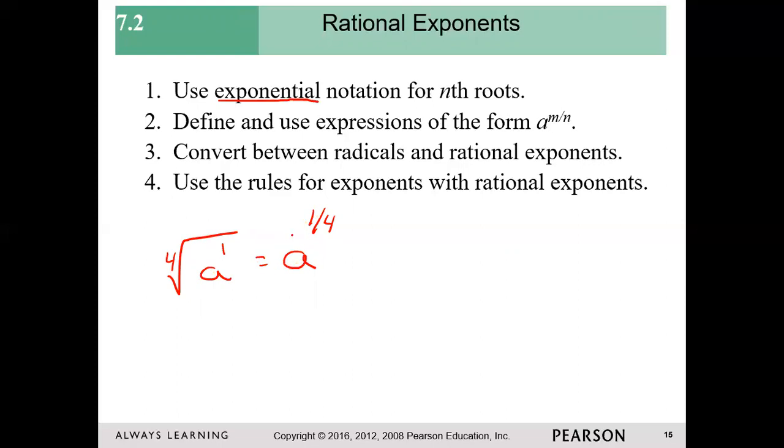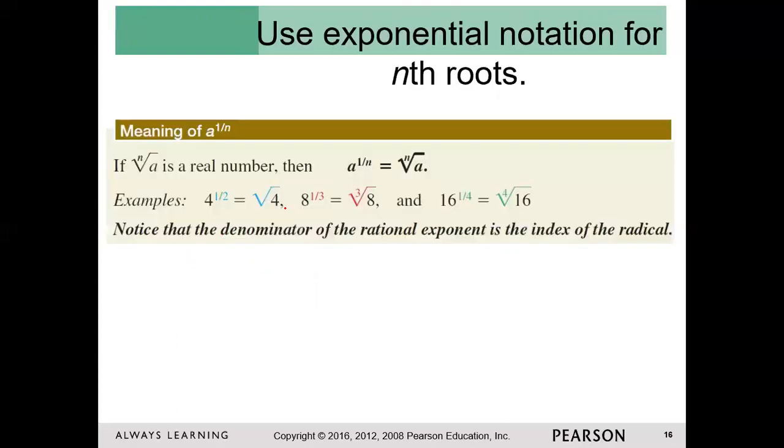Right? We'll also define and use expressions in this form, convert between radicals and rational exponents, and then use the rules for exponents with rational exponents. Okay. All right, so here we go. So if the nth root of a is a real number, then a to the 1 over n is the same thing as the nth root of a, which is exactly what I just showed you. So hopefully that makes sense.